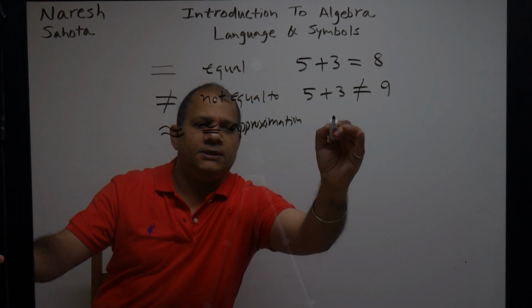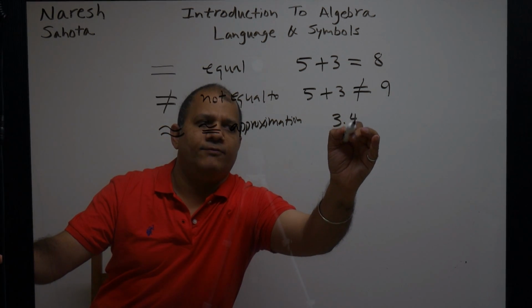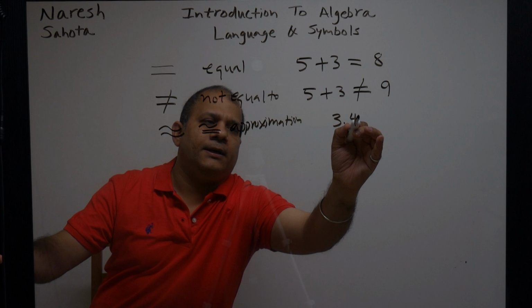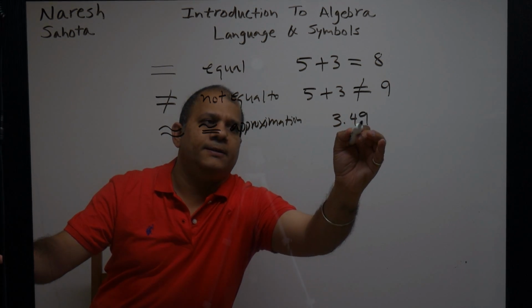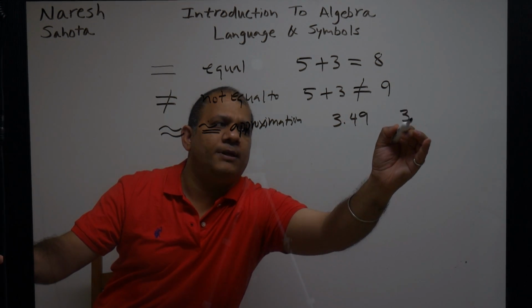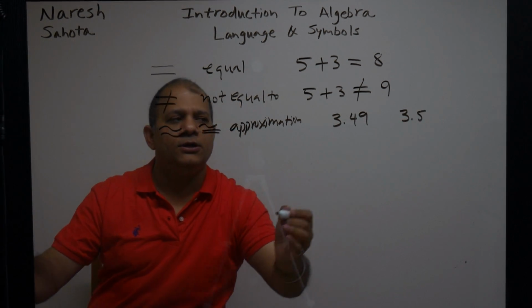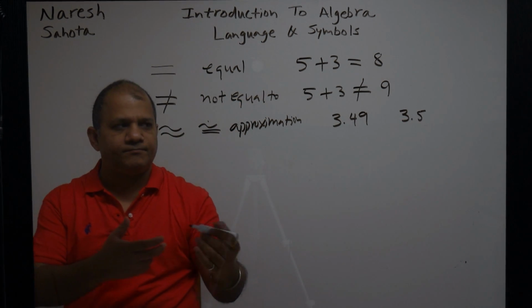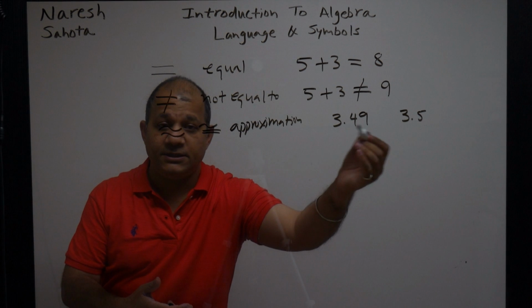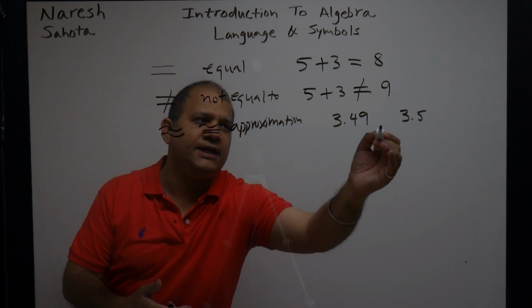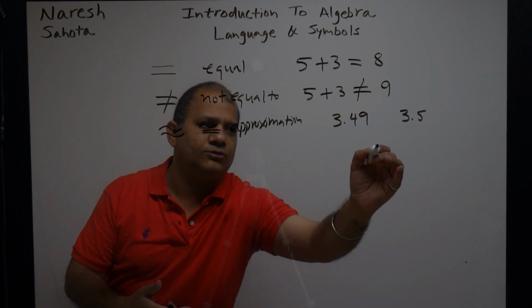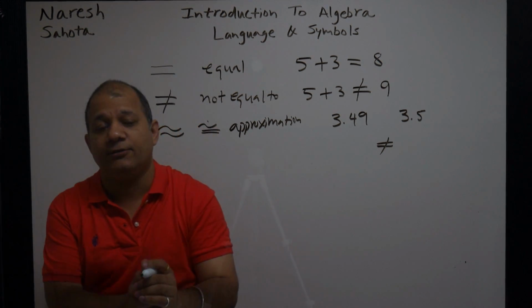So an example, let's say we have a number like 3.49, and then another number that we're comparing is 3.5. Because these two numbers are different, they're not the same. So we could say that they are not equal to.